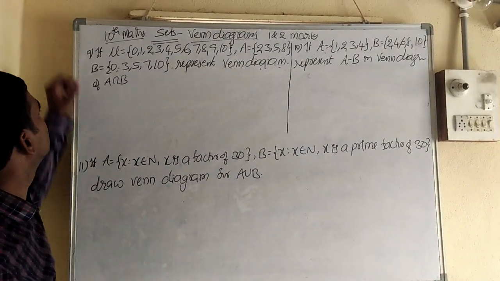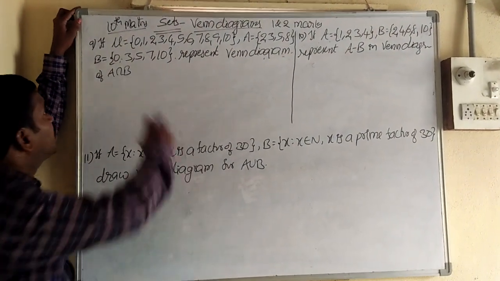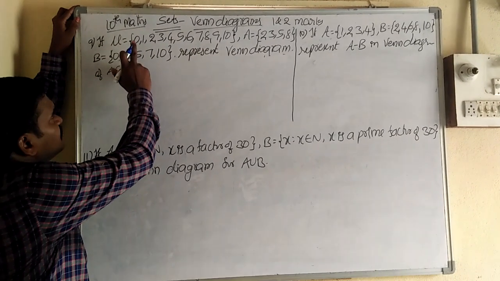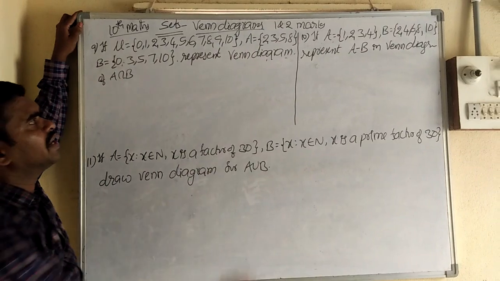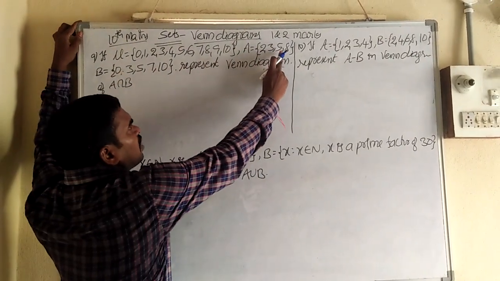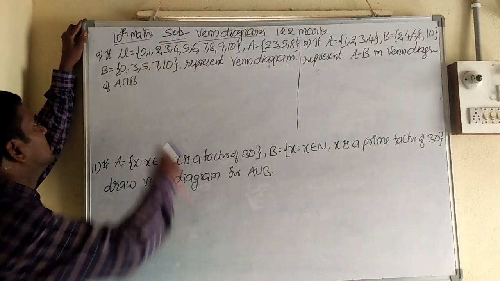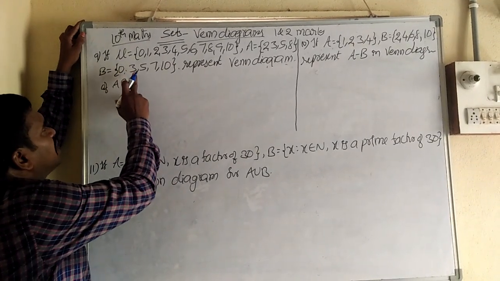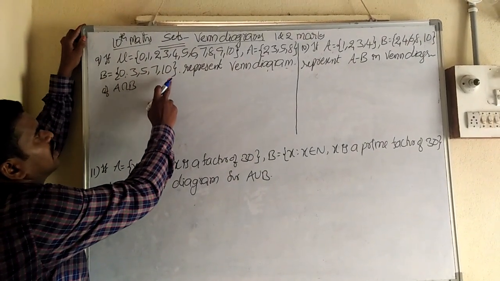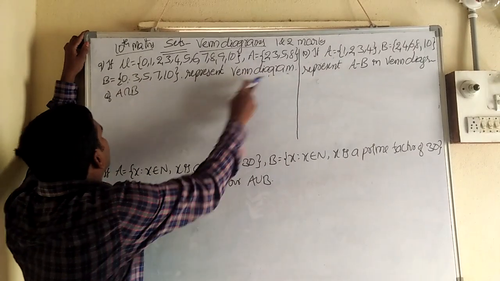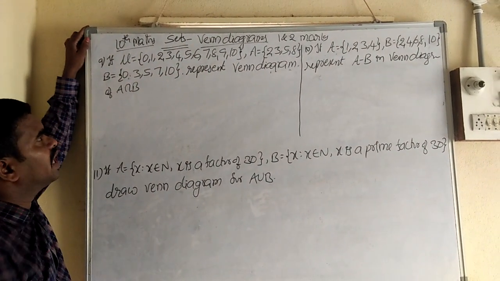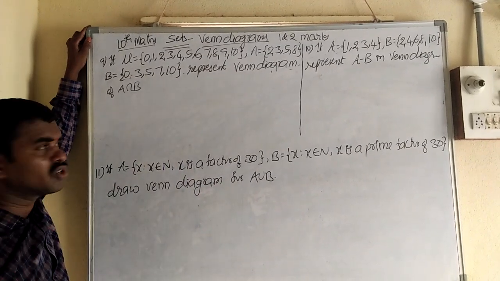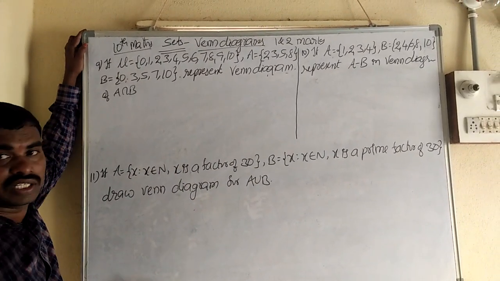Also the 9th question. If mu equals the set of 0, 1, 2, 3, 4, 5, 9, 10 and A equals 2, 3, 5, 8 and B equals 0, 3, 5, 7, 10, represent the Venn diagram of A intersection B. So A is given, B is given. So what is A intersection B?